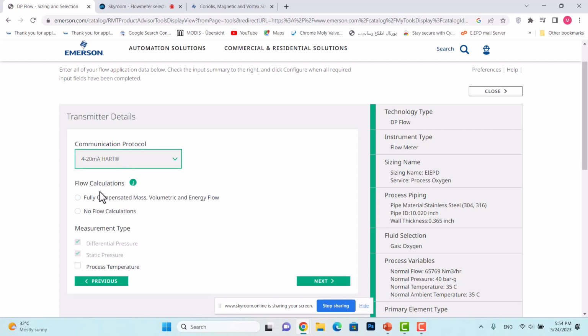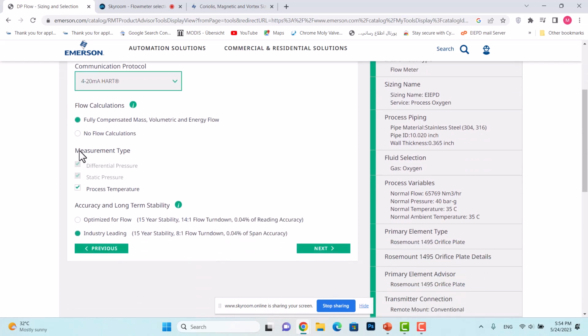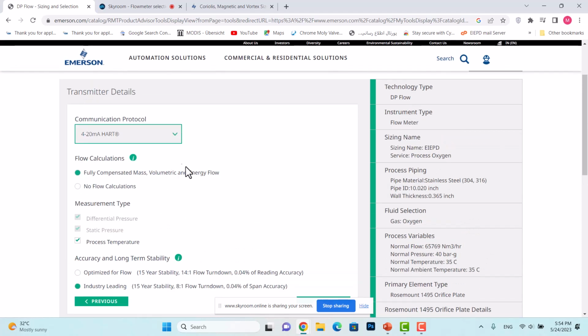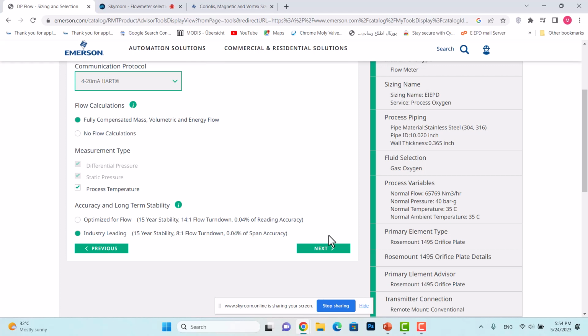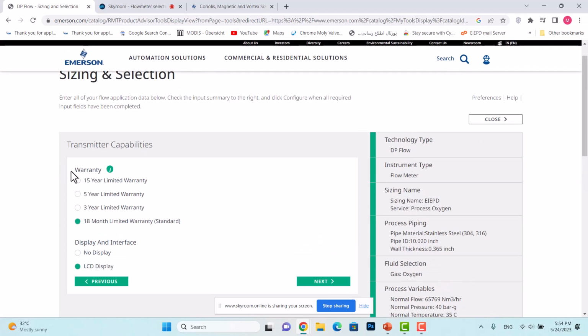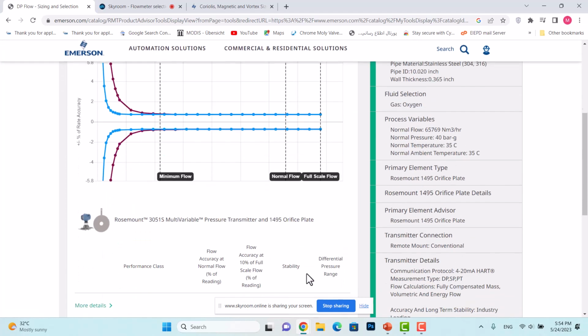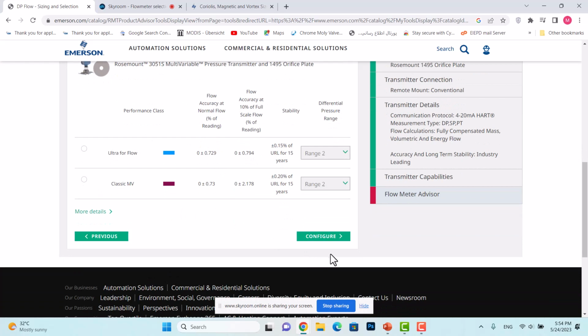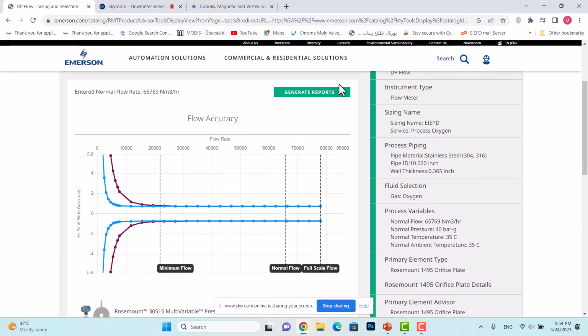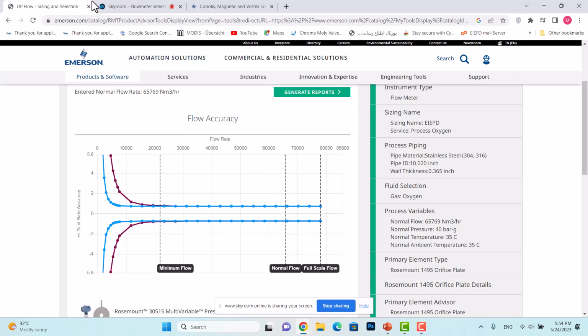And of course the flow calculations, we should consider compensated mass, volumetric, energy flow. We're going to talk about these in the next section. And here you can see measurement type, process temperatures. We're going to talk about these ones because it's one of the mistakes that I made during the last projects. And then we're going to select, and it talks about warranty and LCD display. Next, it provides you with two options, and here you can configure it, or let's say generate reports and see which one is suitable for your applications.